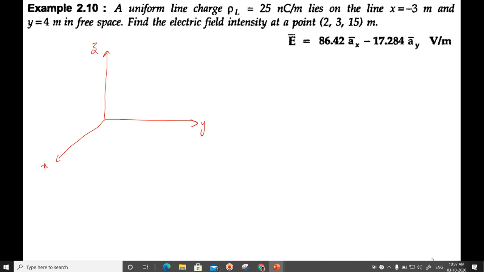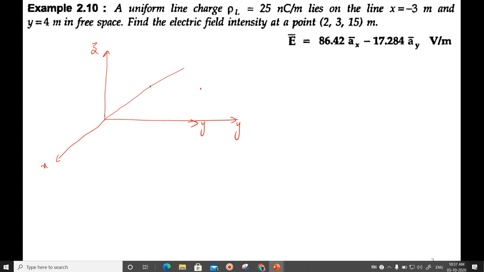So x is minus 3, so negative x axis will come. Minus 3 somewhere it is. And y is plus 4, so y is plus 4 somewhere. So you can take it forward and you can make it, can take it here somewhere. Right? Okay, I'll extend y axis. No problem. And I'll take it here.